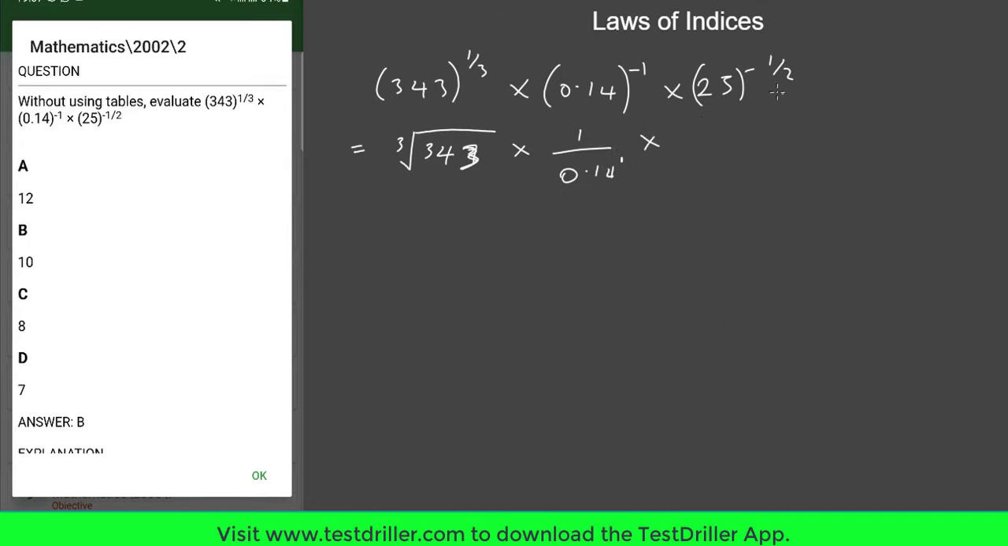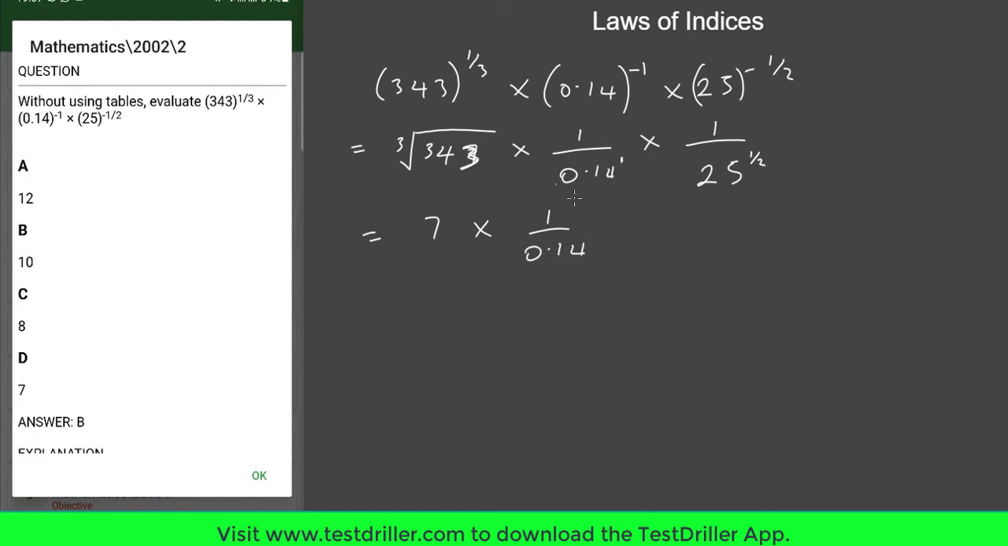Then this is both a negative power and a fractional power. So the first thing I do is to take away the negative power, and that's 1 divided by 25 raised to the power of 1 over 2, right? Then what is the cube root of 343? The cube root of 343, that is, what number multiplied 3 times will give you 343? That number is 7. Then times this expression, which is 1 over 0.14.